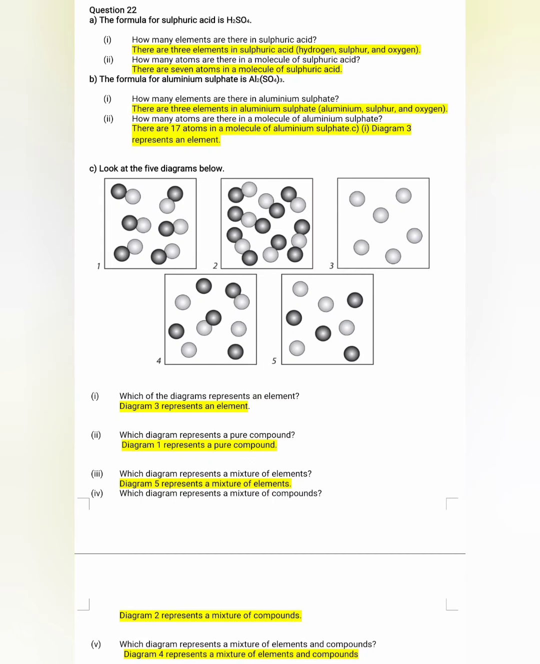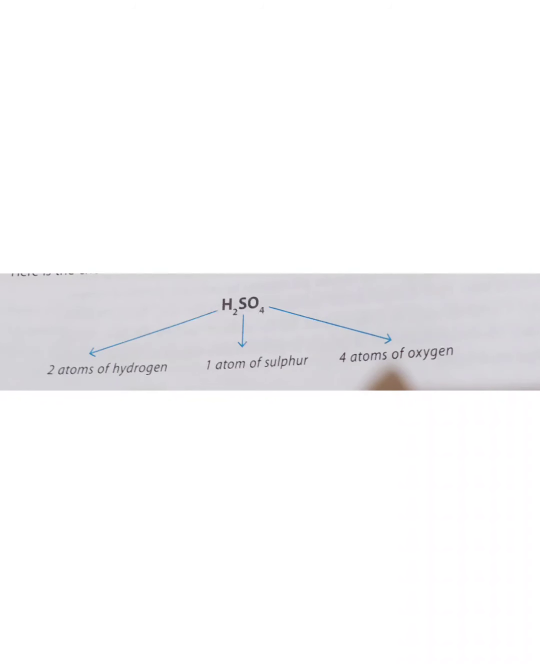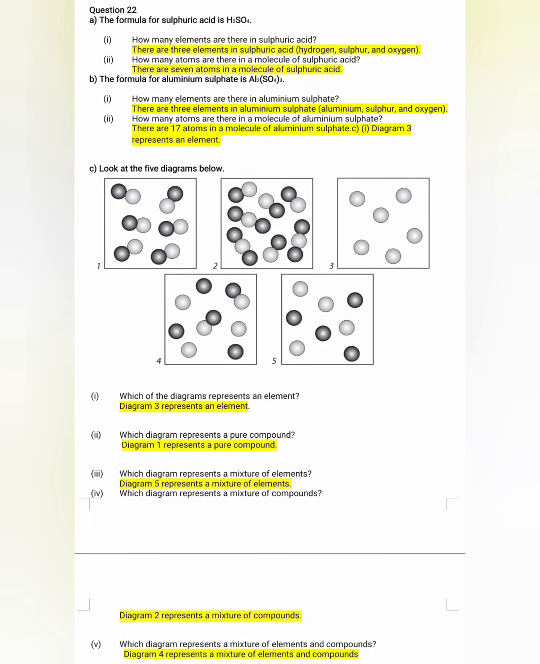Question number 22. The formula for sulfuric acid is H2SO4: 2 atoms of hydrogen, 1 atom of sulfur and 4 oxygen atoms. Number 1, how many elements are there in sulfuric acid? 3 elements in sulfuric acid: hydrogen, sulfur and oxygen. Number 2, how many atoms are there in a molecule of sulfuric acid? 7 atoms are there. I have shown you.